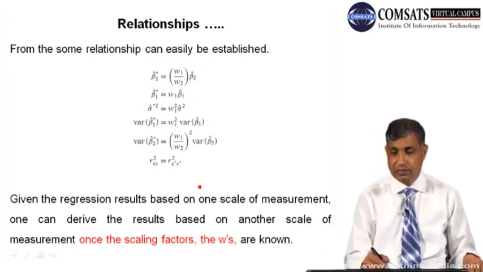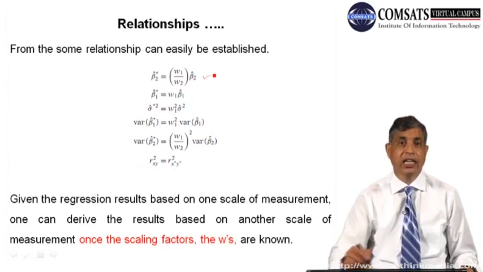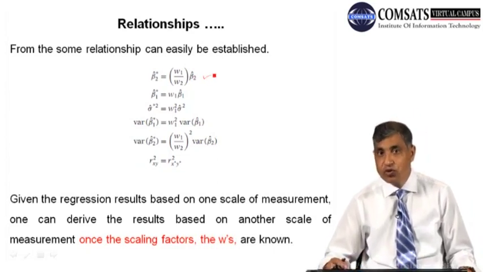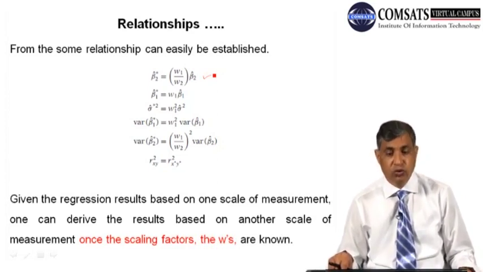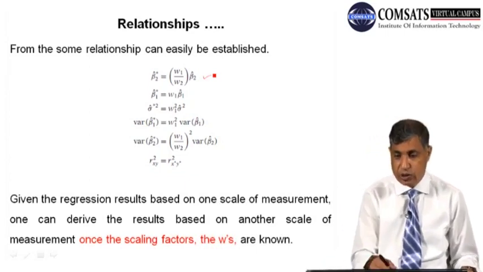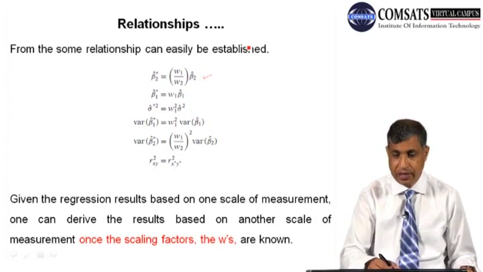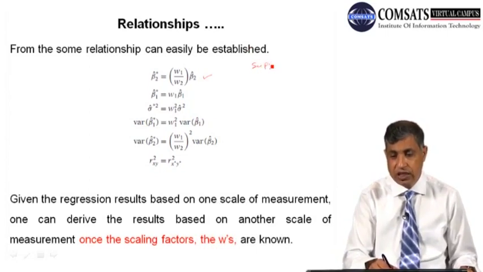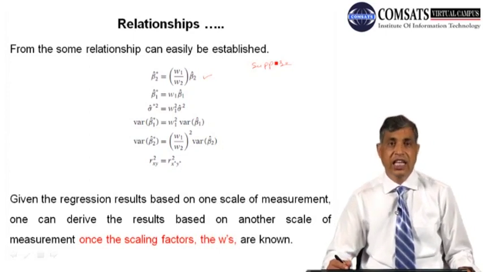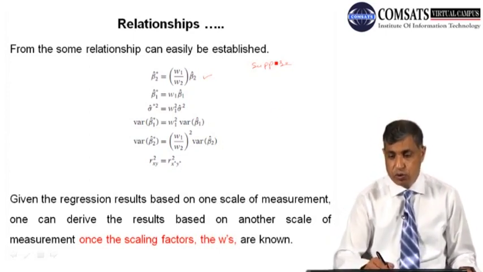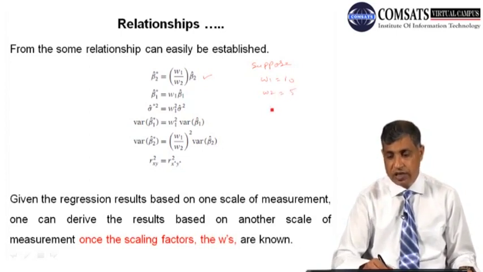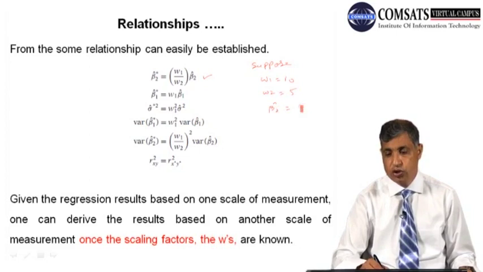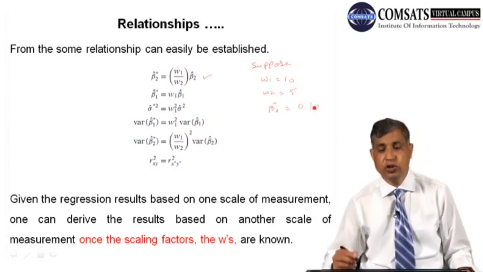What this means is that beta 2 hat star is equal to the ratio of the constants of the scale, w1 over w2, multiplied by beta 2 hat. I would like to give a numerical example. Suppose we know 3 values out of 4 unknowns. We suppose that the scaling factor W1 is equal to 10, W2 is equal to 5, and we found that beta 2 hat is equal to 0.10. We suppose all these values.